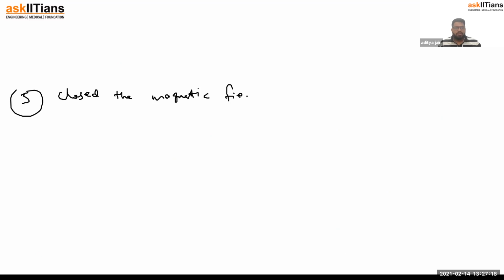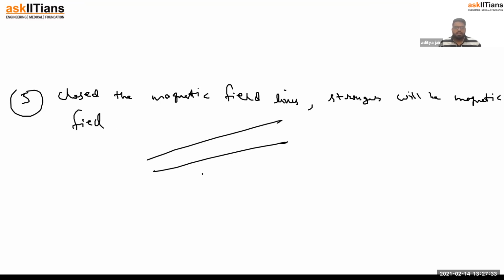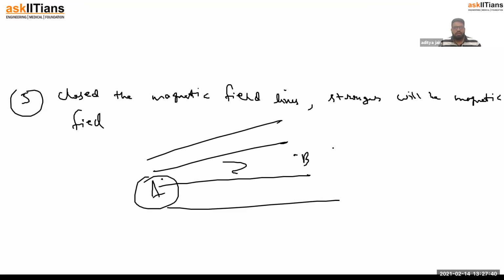Closer the magnetic field lines, stronger will be the magnetic field. Okay, clear? So if I give you an example like this, suppose I'm just taking an imaginary position. This is point A, this is point B. So the magnetic field at A will be greater than the magnetic field at B because the field lines are much closer at A in comparison to B. So closer the magnetic field lines, stronger will be the magnetic field.